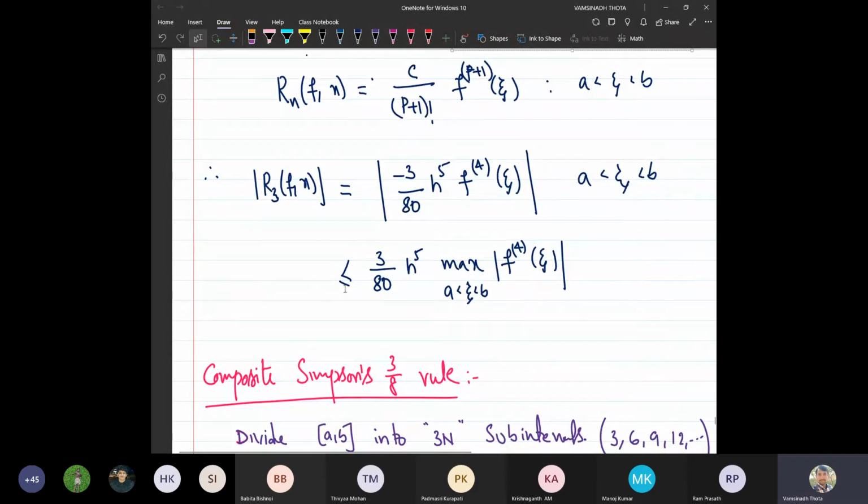If you use the modulus and consider the maximum of the fourth order derivative of f, we will get this inequality: less than or equal to 3 by 80 times h to the power 5 times the maximum, for a less than xi less than b, of the fourth order derivative of f. So this is the error term in the classical Simpson's 3/8 rule.